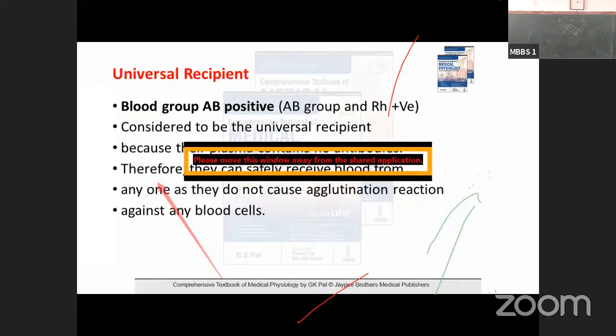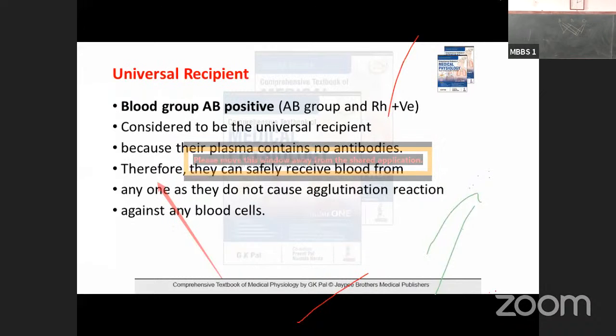AB positive individuals are called universal recipients because A antibodies and B antibodies are absent in their blood. So these individuals can safely take any type of blood group after transfusion. So these are called universal recipients.